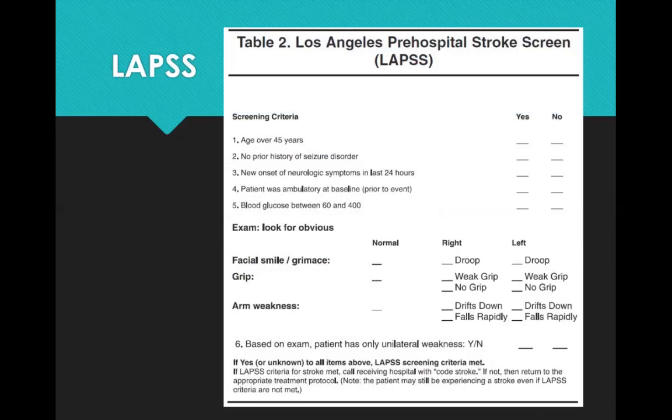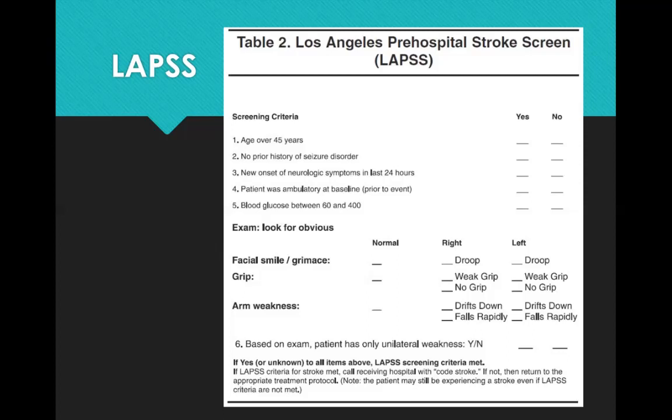The LAPSS, the Los Angeles Prehospital Stroke Screen, is another one that's commonly used. In its screening criteria, they take a look at a few more details and the history of the patient. So things like, how old are they? Are they over the age of 45? There's more likelihood that it would be a stroke if they're over the age of 45. Also, no prior history of any seizure disorders. If they're used to having seizures, maybe there's something going on with the seizures themselves. So we're ruling that out, like we talked about ruling out things before.